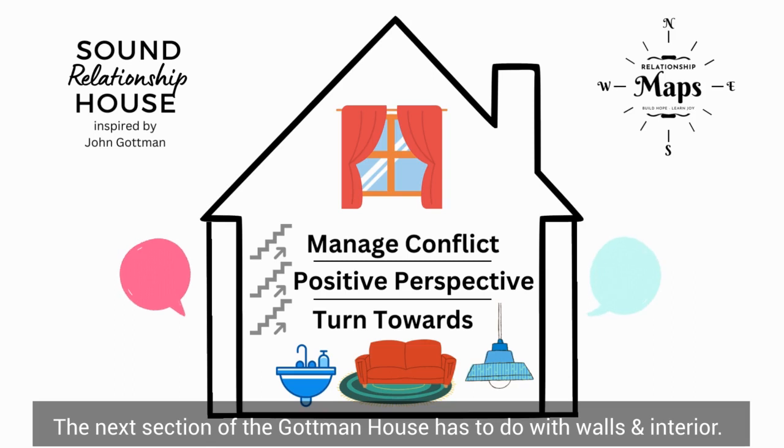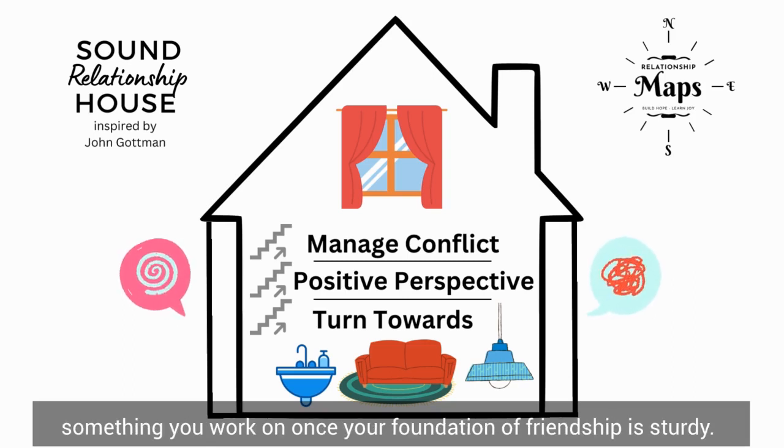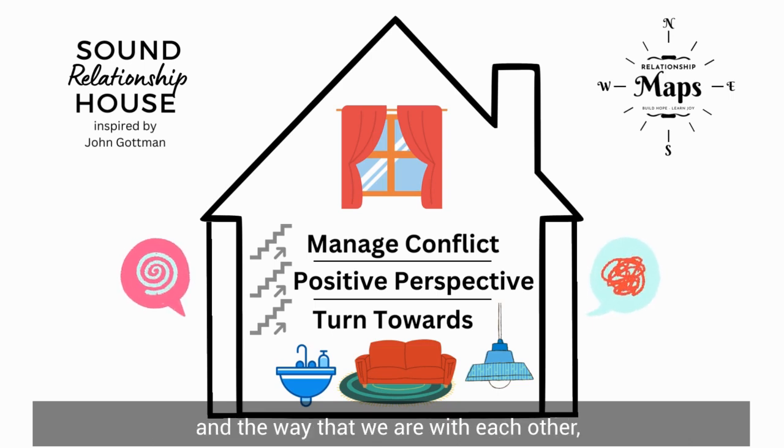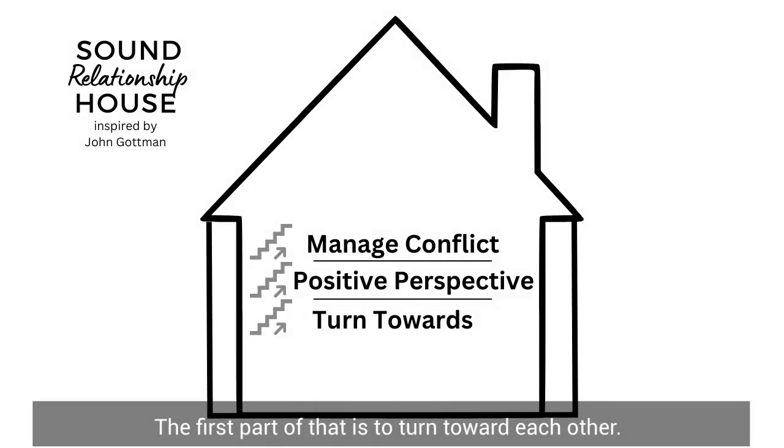The next section of the Gottman house has to do with the walls and the interior. And this is something that you work on after your foundation of friendship is sturdy. Then it's much more effective to work on those day to day interactions and the way that we are with each other and the communication part of the relationship. First part of that is to turn toward each other.